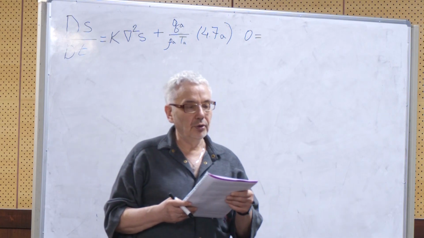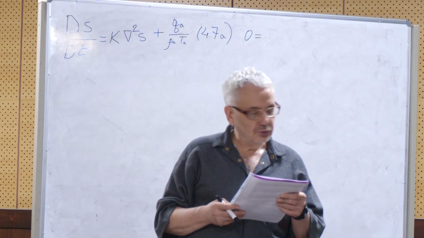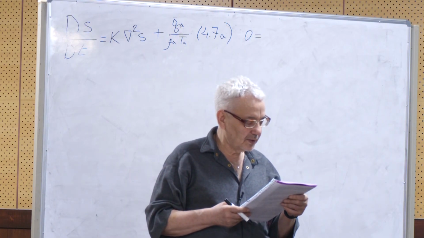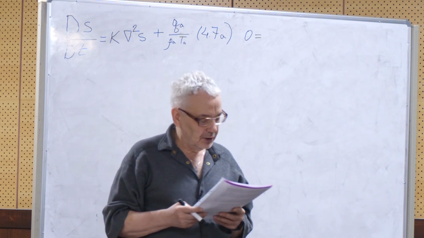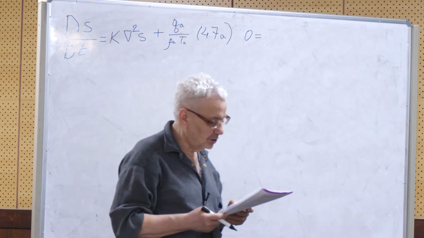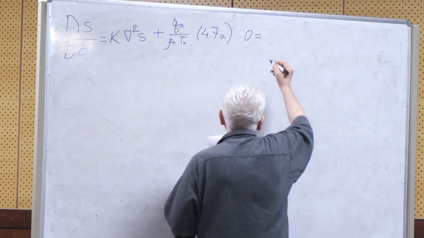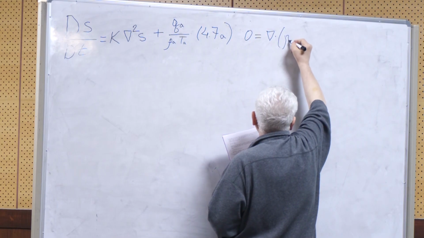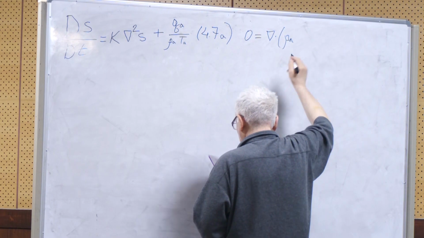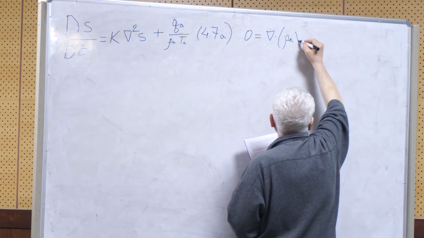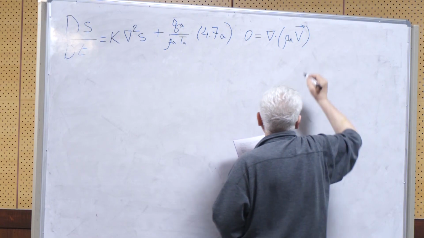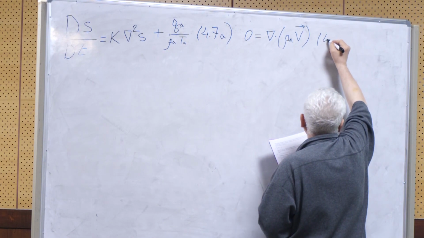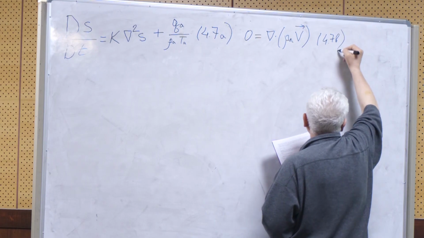Not taking into account sound speed and sound effects, just filtering them out because we are not interested in them. And this takes a very simple form. It will be the divergence of rho adiabatic times V. And it constitutes formula 47b.